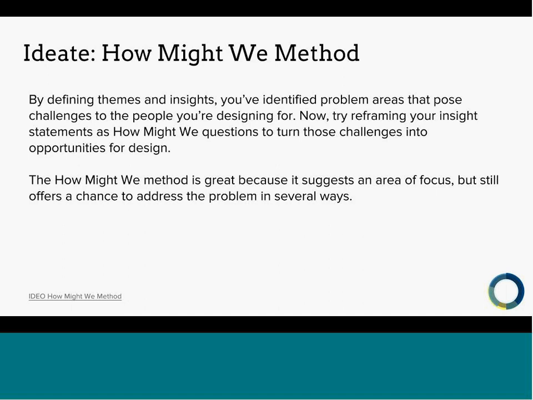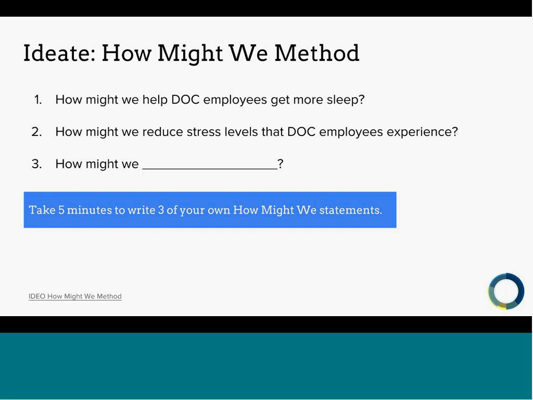Great. So next we're going to move into the ideation phase. And I briefly mentioned we're going to use a method called the How Might We method. At this point we've looked at themes and the insights that we discovered through our interviewing, and we've identified some pain points and problems that pose challenges for the users that you interviewed. Now we're going to reframe those insights as how might we questions to turn challenges into opportunities for design. The way to do that is by asking simple questions like this.